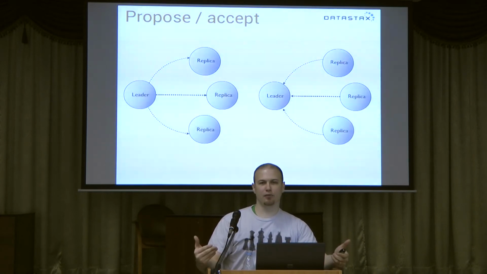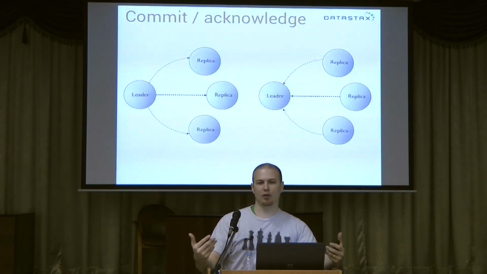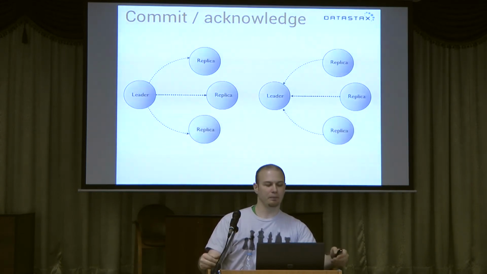The next phase is for the leader to propose a transaction and for the replicas to accept it. Then Cassandra will actually check the lightweight transaction condition. So there's that if condition on each insert or update. This is where Cassandra checks to see if the condition actually holds true. If it does, then the leader will send a commit, and then the replicas will acknowledge it.